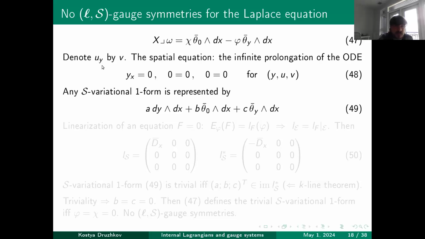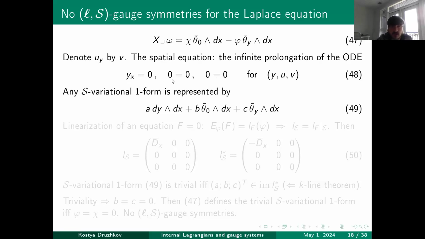For the sake of simplicity, we denote u_y by v, because now we are going to say that our spatial equation is nothing but the infinite prolongation of the following ODE system. This ODE system is highly underdetermined because it is an ODE system for three variables, y, u, and v. But in essence, we have only one equation here.